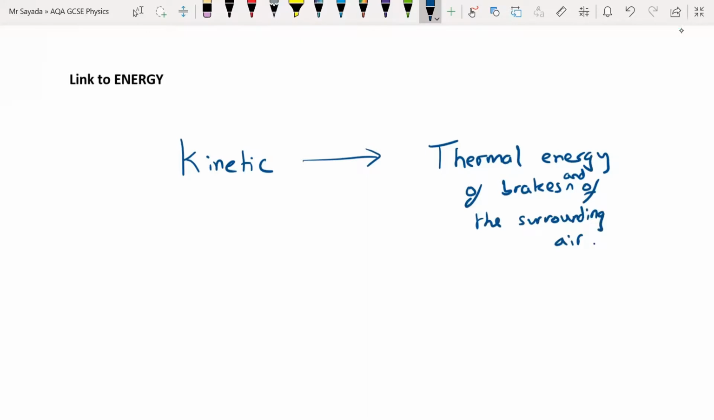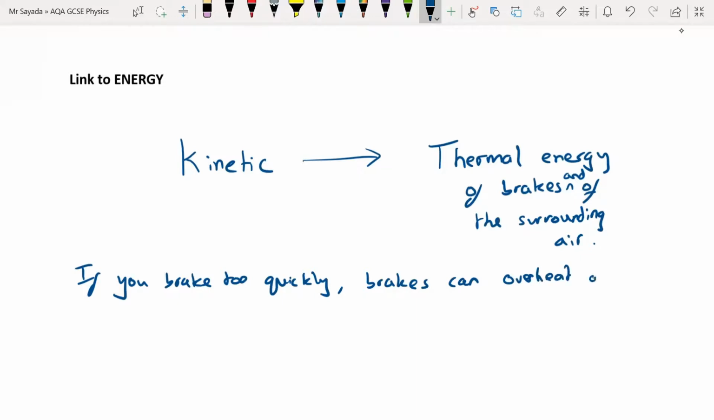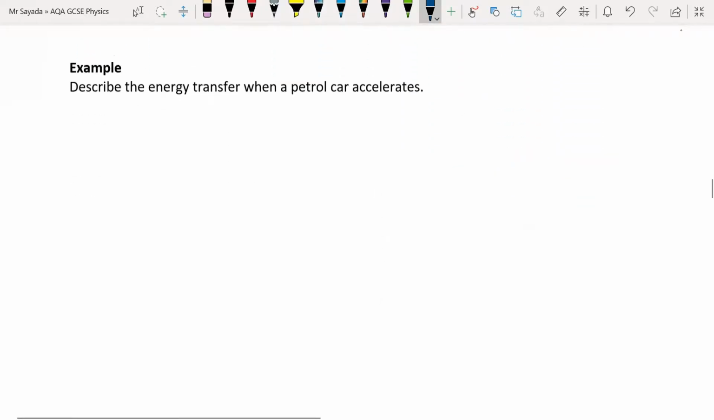And what that actually means is, if one was to brake too quickly, that energy would be transferred too quickly and the brakes could overheat. So if you brake too quickly, the brakes can overheat. And also, the car could skid, you could lose control of the car. So let's try some questions based on this. Pause the video, have a go at this. Press play once you're ready.